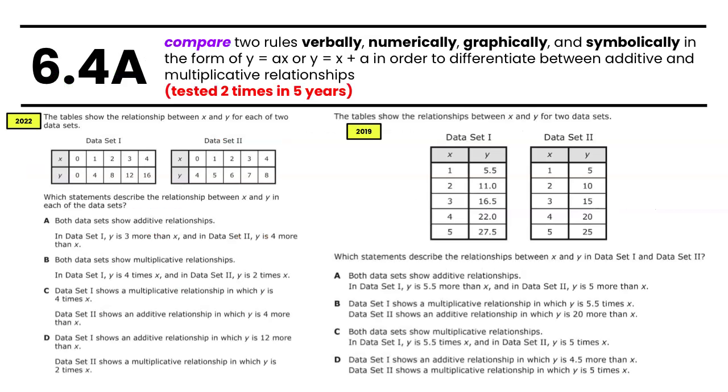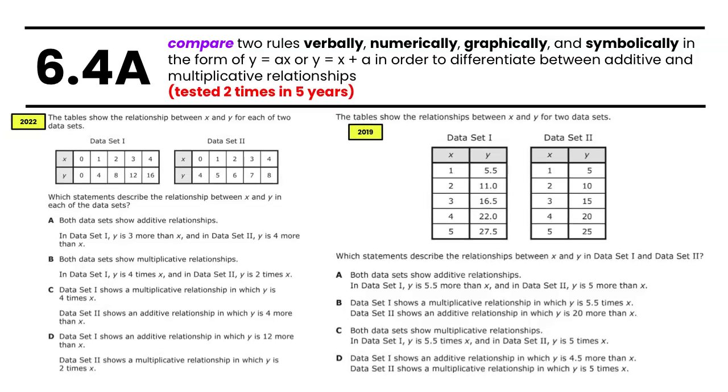Let's take a look at the way this has been tested in the last 5 years. On last year's test, we were given 2 data sets and asked to determine the statement that best describes the relationship between X and Y in each of the data sets. As you take a look at the first data set in this 2022 released question, what you'll notice is that Y is always 4 times more than X. You can also see that the Y values are increasing by 4 every time. This indicates a multiplicative relationship where, again, Y is 4 times more than X.